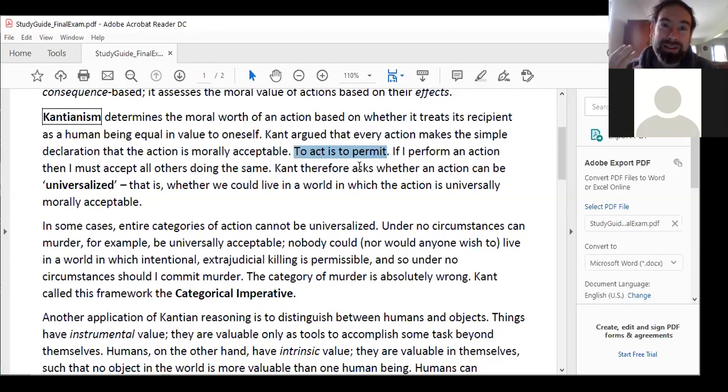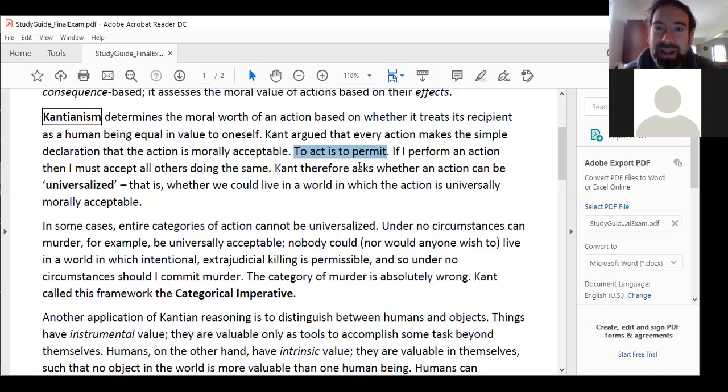So if I lie, then basically I'm giving everybody else permission to lie to me because by lying, I have said lying is okay. Right? It's okay because I did it. So I permit everybody else to lie to me. If I steal, then I permit everybody else to steal from me. Right? I'm giving permission to everybody else.